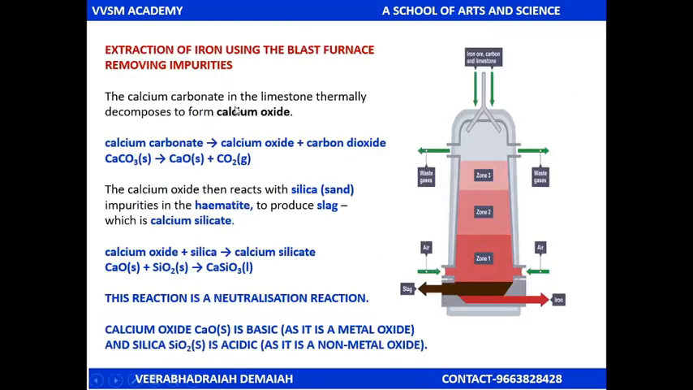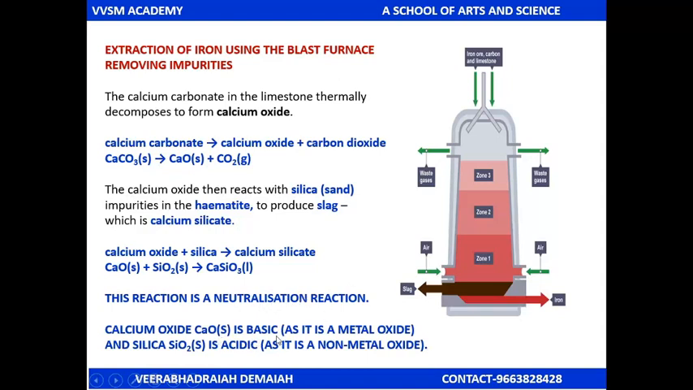The calcium carbonate in the limestone thermally decomposes to form calcium oxide. My dear friends, the charge contains calcium carbonate and crushed iron ore, and the calcium carbonate is converted to calcium oxide and carbon dioxide. Carbon dioxide goes out from the tube, which is called the outlet. This calcium oxide reacts with silica, the sand impurities in the hematite, to produce slag, which is calcium silicate. This calcium silicate is removed periodically in the form of slag. This reaction is a neutralization reaction.